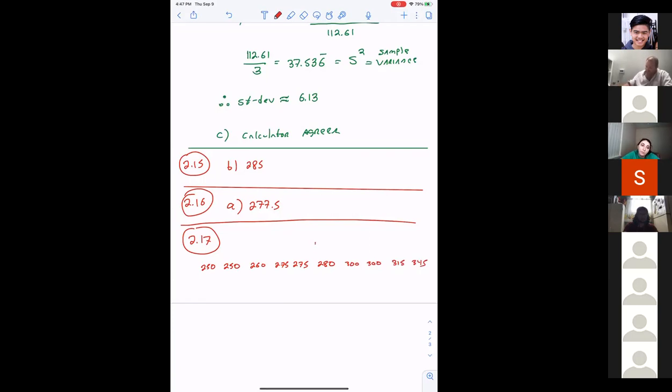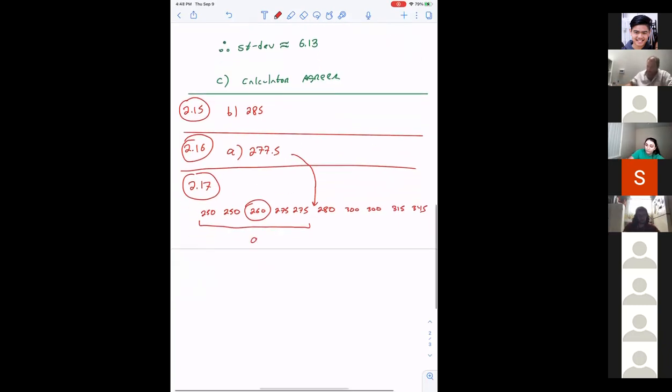I've already established that Q2 is 277.5. I look to the left of Q2. I take the one in the middle. So the first quartile Q1 is 260. A. 260. Good. You guys all got it. I was still working and you all have written it out. So that's amazing. I love it.